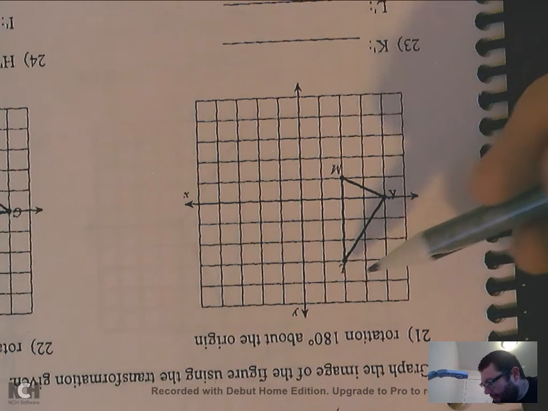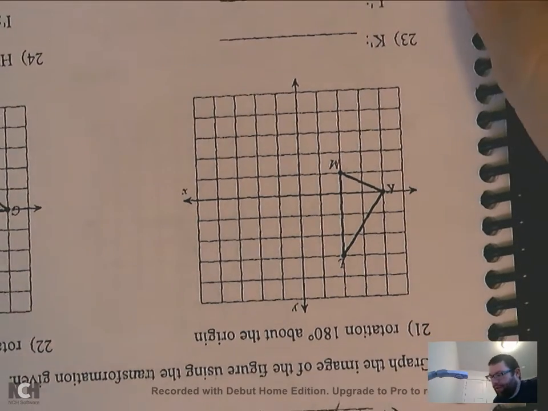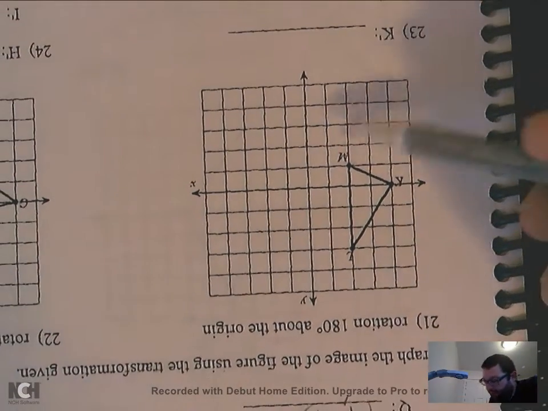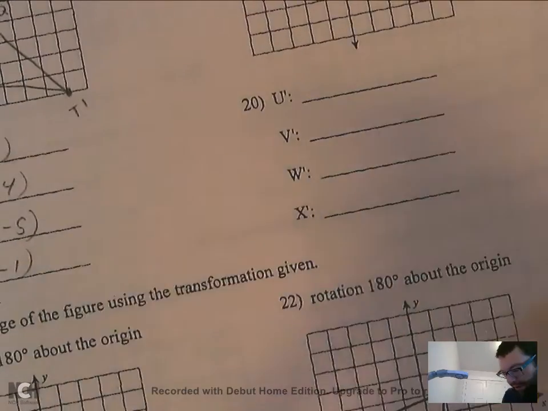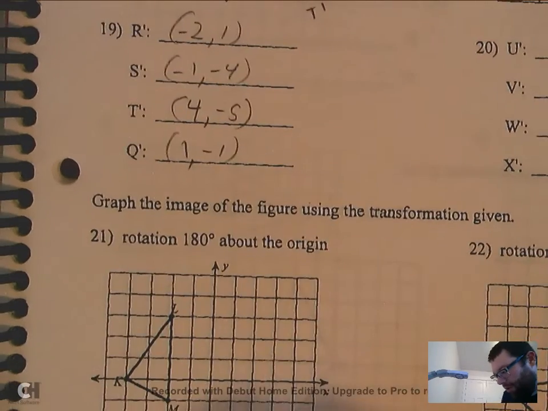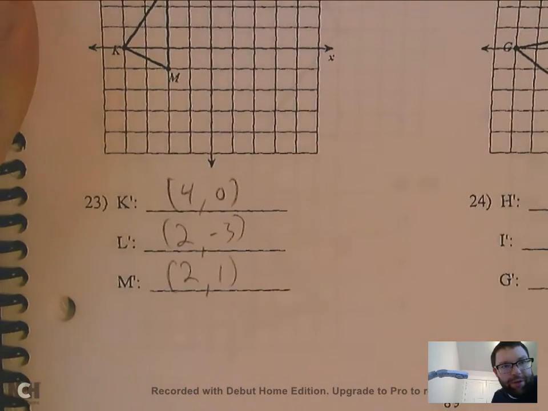So L prime is going to be at 2, negative 3, K is at 4, 0, and M is at 2, 1. So L was 2, negative 3, M was at 2, 1, and K was at 4, 0. And there is my new points, right?